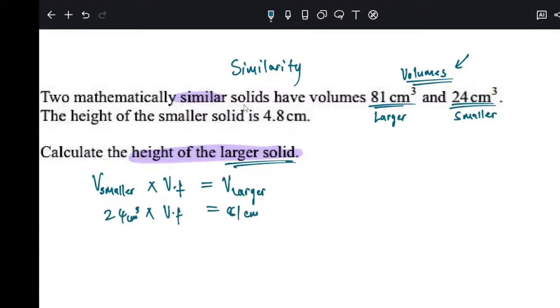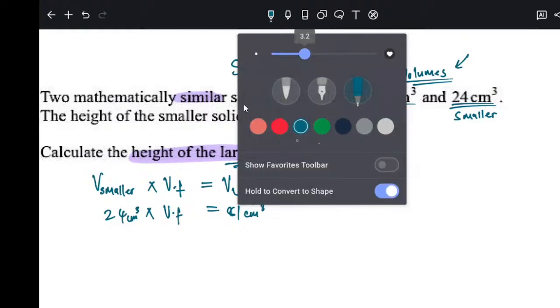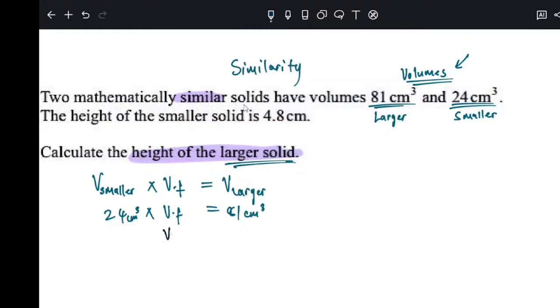times volume factor gives me volume of larger, 81 cubic centimeters. Now, how do I get volume factor? I take 24 to the other side. Our volume factor is equal to 81 cubic centimeters divided by 24 cubic centimeters. What do you get here as your volume factor? Very, very strong, students. What are you going to get here?